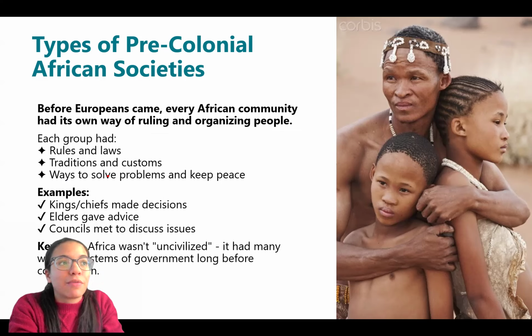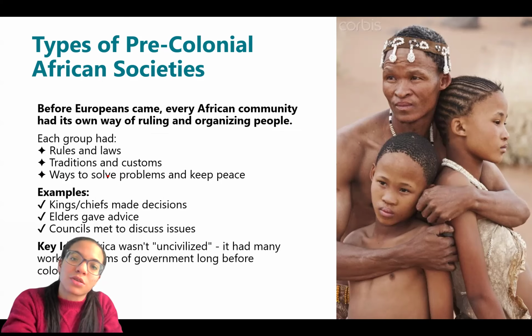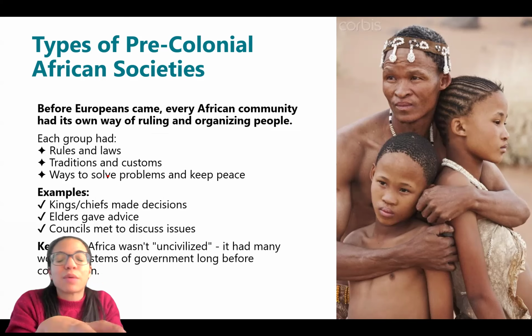Before the Europeans came, every African community had its own way of ruling and organizing people. Each group had their own laws and customs, traditions, ways to solve problems and keep peace. Some examples is they would have the king and or the chief that made all the decisions. In other cases, elders would give advice, and in some cases, they had councils, sort of like we have now with parliaments, where they would discuss issues. But what we need to draw from this is that despite what the Europeans say, that Africa was uncivilized, we do have evidence that there was working systems of government before European colonization.